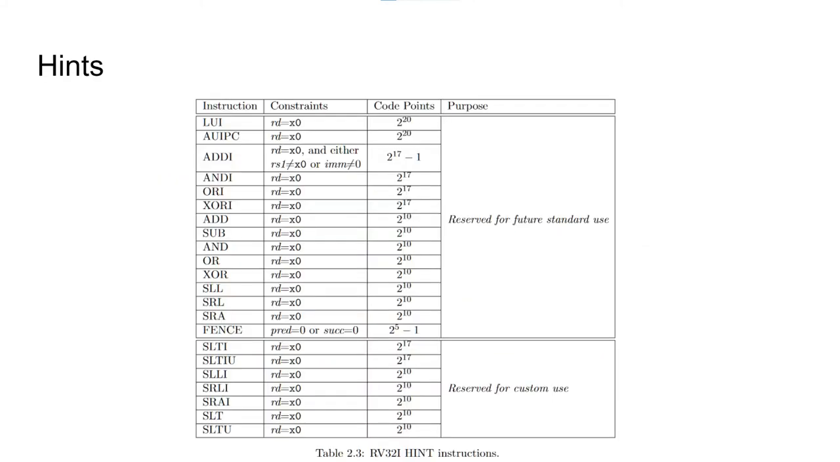RISC-V also specifies some hint instructions used for, say, performance hints. These are mainly instructions where, say, the destination is X0, because obviously the results of that will be discarded. There's a table here. A lot of these are reserved for future standard use, but there are still plenty that you can, say, use for your own use.